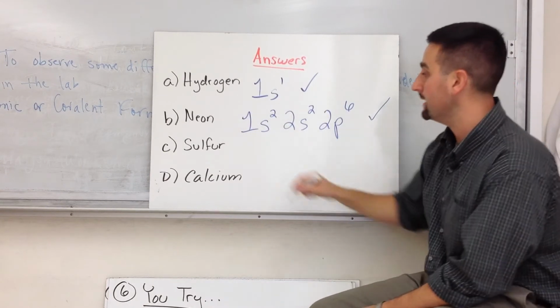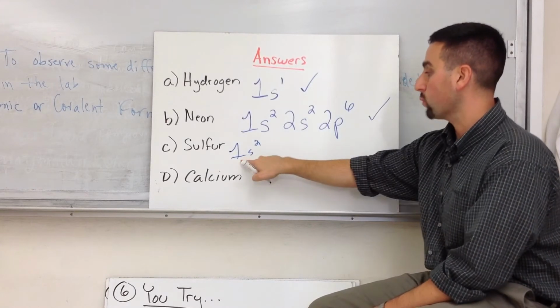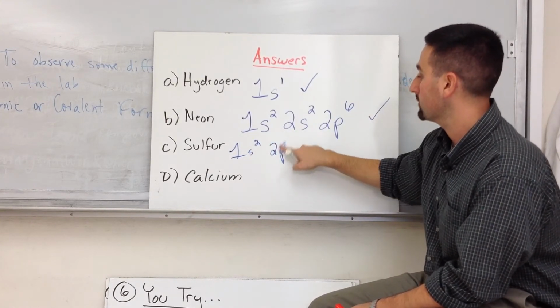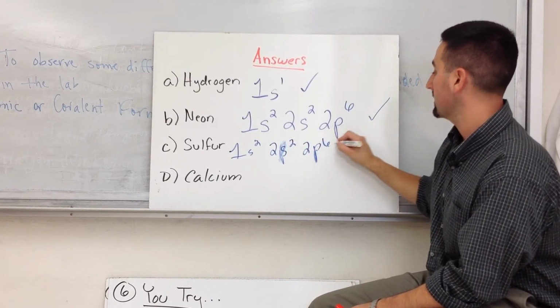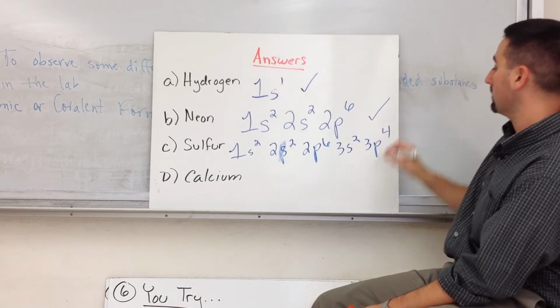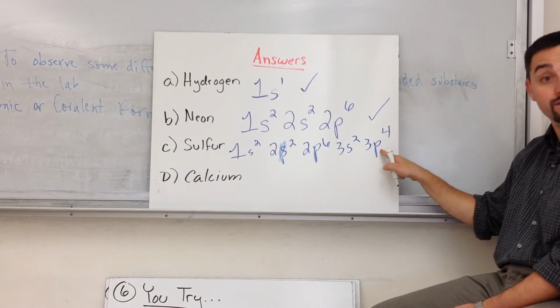Sulfur is number 16. Notice my sequence is always 1s, then 2s, then 2p. 1s2, 2s2, 2p6, 3s2, 3p4. That third shell now has a p subshell.